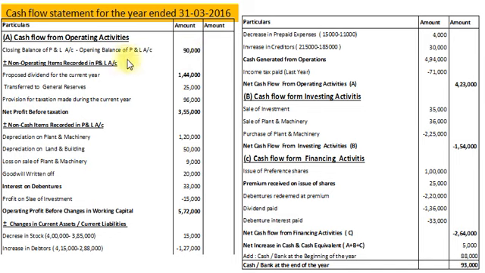In this net profit we will give the effect of adjustment of non-operating items recorded in the profit and loss account. Either it would be added or deducted. First, proposed dividend for the current year 1 lakh 44,000, transferred to general reserve rupees 25,000, provision for taxation made during the current year rupees 96,000. Then in the next step we will get rupees 3,55,000 as net profit before taxation.